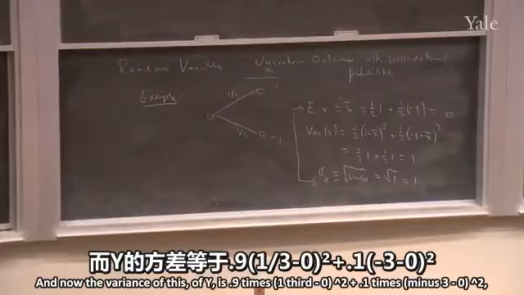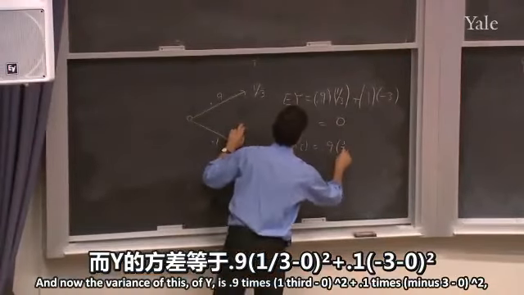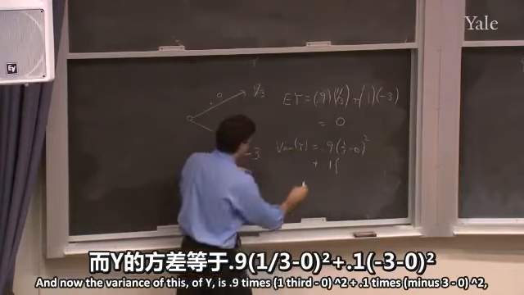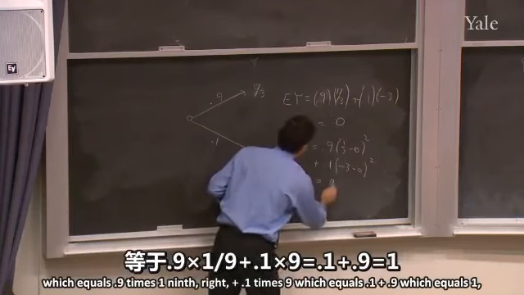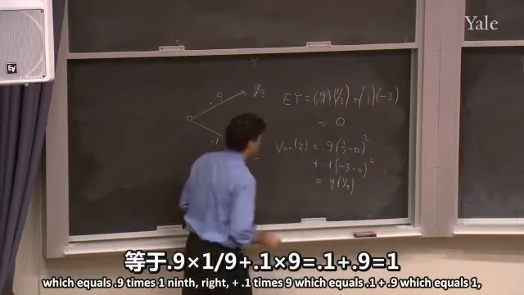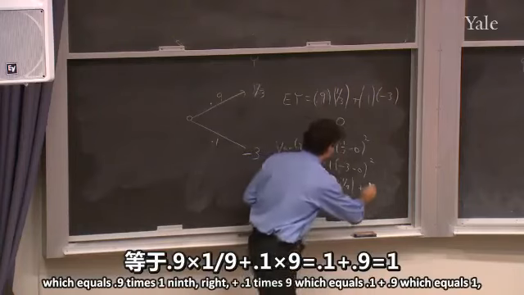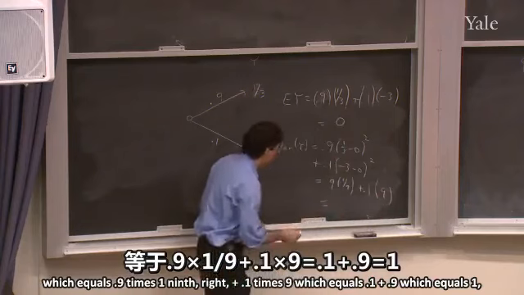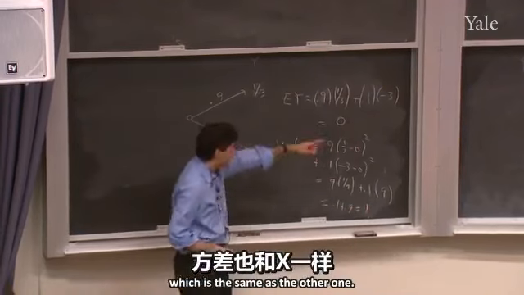And now the variance of y is 0.9 times a third minus 0 squared plus 0.1 times minus 3 minus 0 squared, which equals 0.9 times 1/9 plus 0.1 times 9, which equals 0.1 plus 0.9, which equals 1, which is the same as the other one.